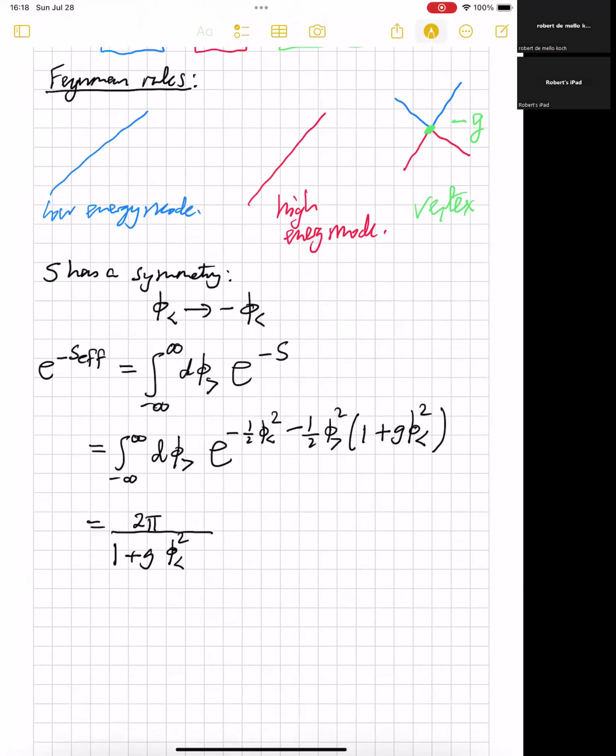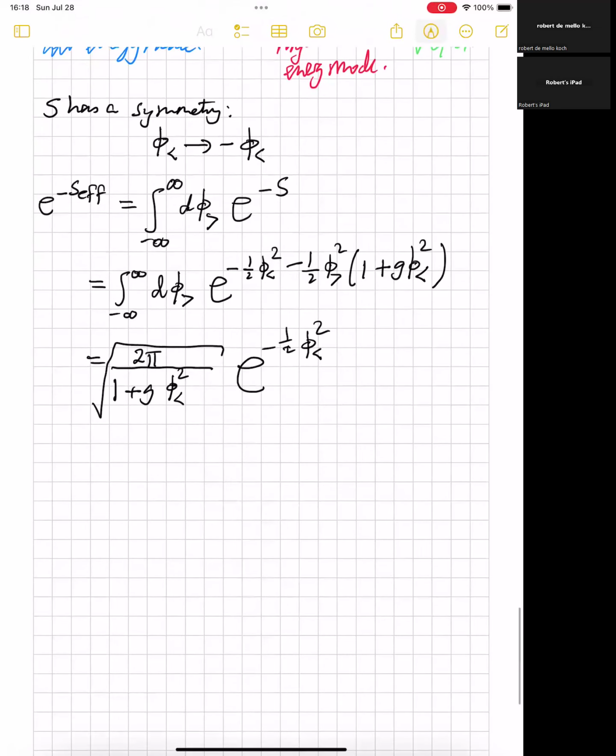And this should be square rooted. Great. And then we've got e to the minus 1/2 phi less than squared, because that term just didn't participate in the integral at all. So I can rewrite this in the form of an effective action. So we've got e to the minus 1/2 phi less than squared.